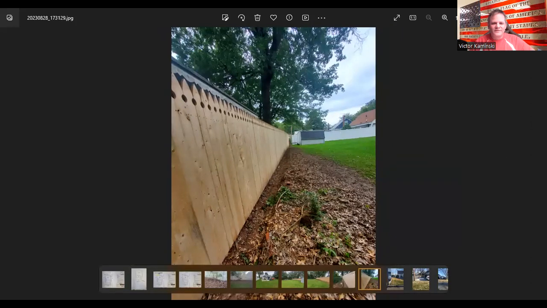So surveys matter. It's important to get a survey so you know where your property line is. His fence was encroaching onto my property. Got it removed. How does the survey know the property line? Well, the surveyor will come out and they'll do measurements.